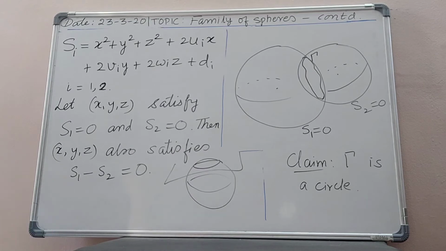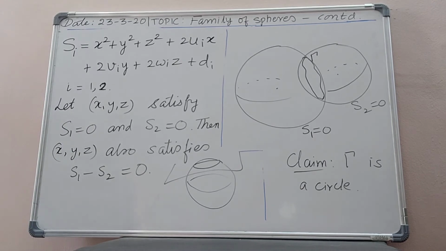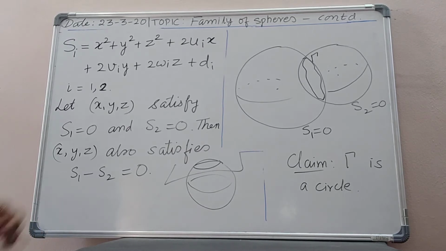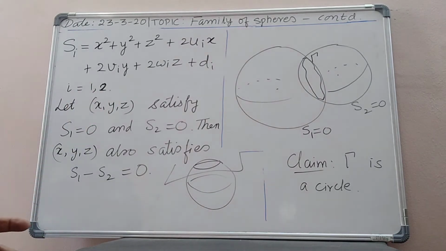A much more elaborate and detailed argument can be given as an if and only if statement, but I'll just leave it here, and maybe you can give it a little deeper thought. So essentially that will be the argument. Okay, so we will now take this as a fact that if you're looking at S1 equal to 0 and S2 equal to 0, you're actually looking at a circle.